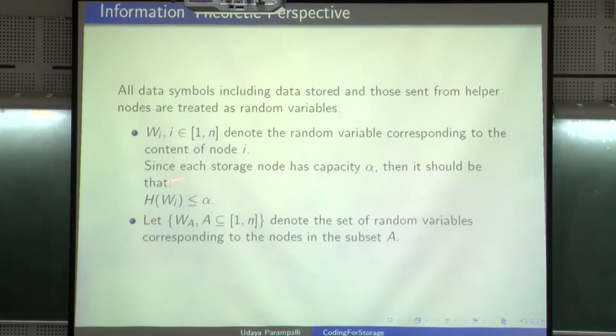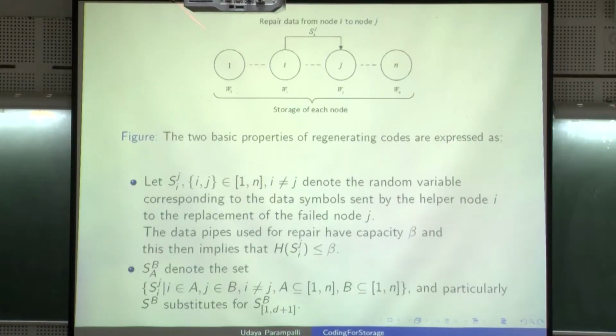Similarly, I can have a set of variables WA, where A is a subset of 1 to n. They denote the set of all random variables corresponding to nodes in A. So they are all sets of random variables. Next is the repair data from node i to j.